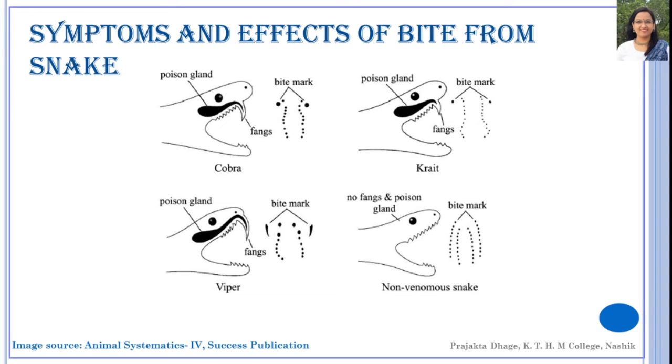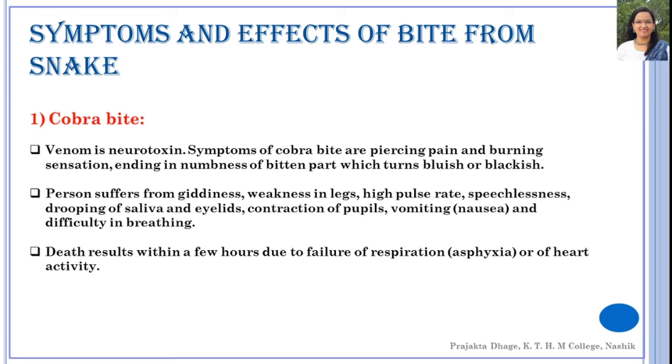I have already said that there are two types of venom, neurotoxic and hemotoxic. A neurotoxin causes death by paralysis of respiratory muscles and is particularly found in cobra, krait and sea snakes. Hemotoxins, on the other hand, are found in vipers, causing tissue destruction and hemorrhage. I'll be discussing the symptoms and effects of the bite from some of the snakes. So the first snake that we are going to discuss is the cobra.